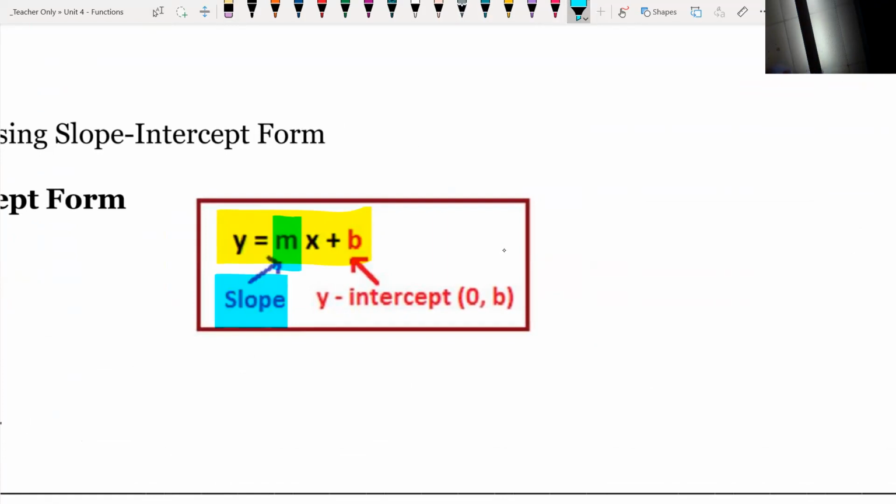And then we also kind of talked about the b value being your y-intercept. Sorry, I said x-intercept. That's where it crosses the y-axis. So the y-intercept is where the line crosses the y-axis. That's always going to be our starting point.